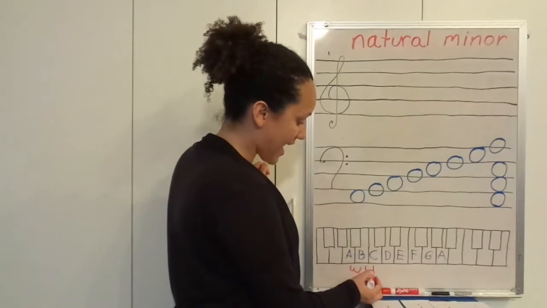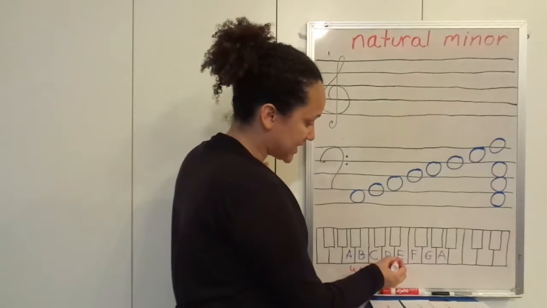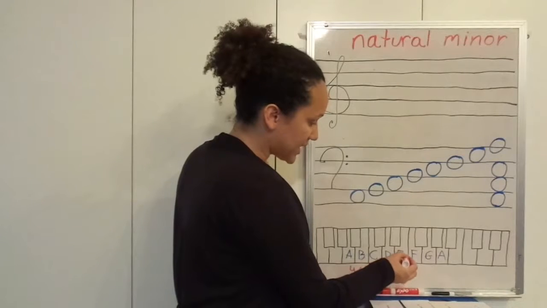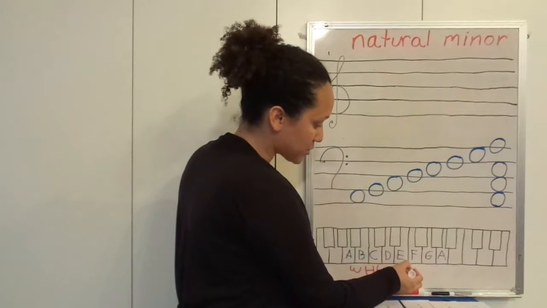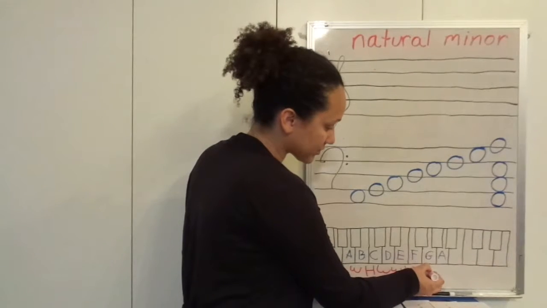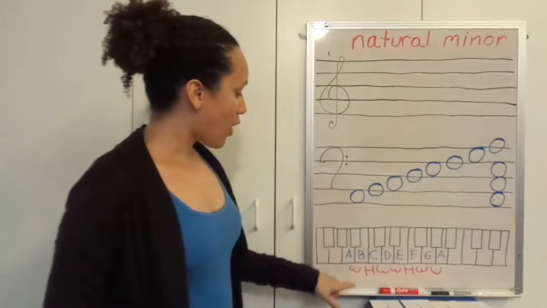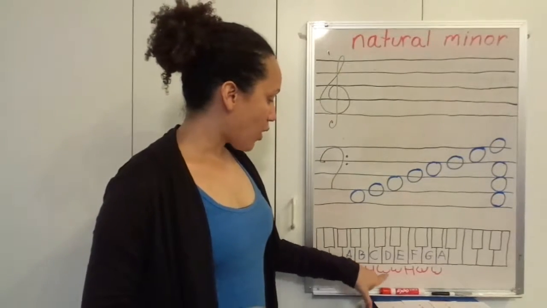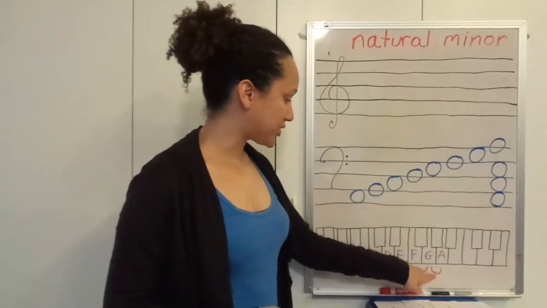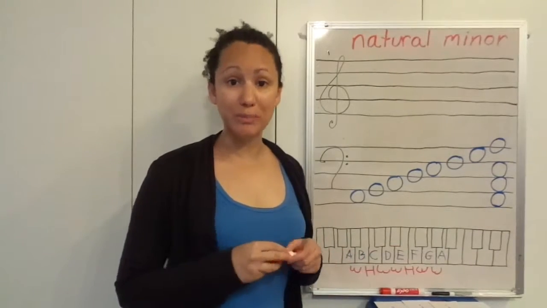Whole step, half step, and then C to D, whole step, D to E, whole step, E to F, half step, F to G, whole step, and G to A, whole step. So that gives us whole step, half step, whole step, half step, whole step, whole step. A very different pattern than the one we're used to for major.